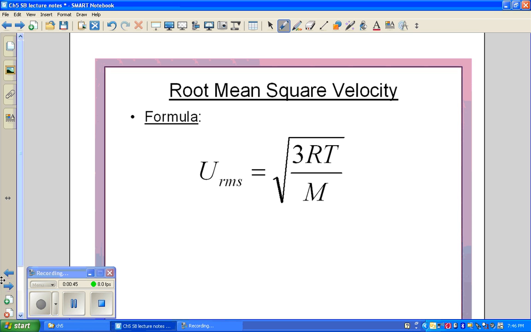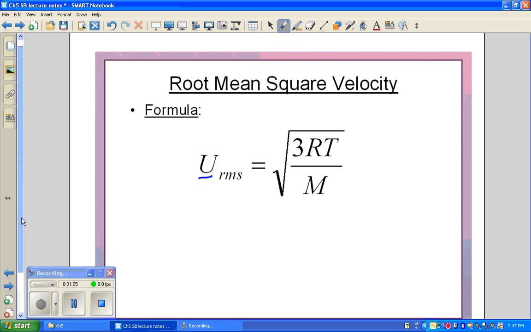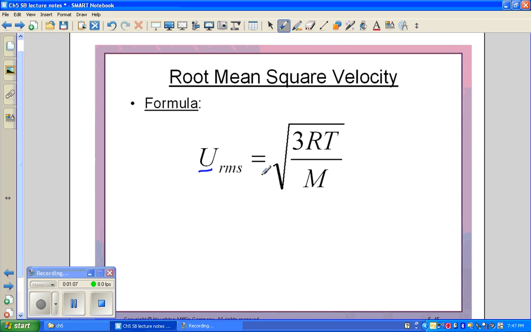How we're measuring that is called our root mean square velocity, signified by the capital letter U for velocity, root mean square. This formula is on your AP gold sheet, so you're not going to need to memorize it. You're just going to need to understand it. It is the square root of 3 times RT over a capital M. So what are all of these variables?